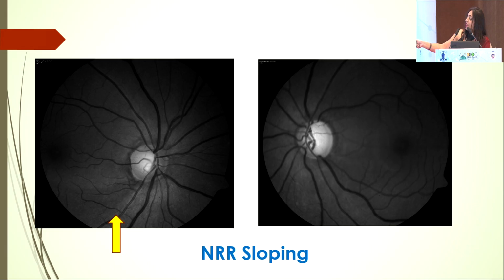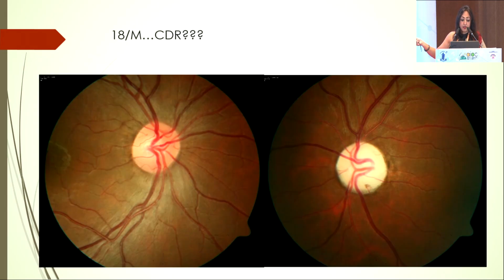But then if you look carefully, even the right one has an NRR slope with a corresponding field defect. Left eye definitely has a gross NRR defect. So this again is an 18-year-old male. If I ask you what is the CD ratio, you might say right eye is okay, 0.1 to 0.2.